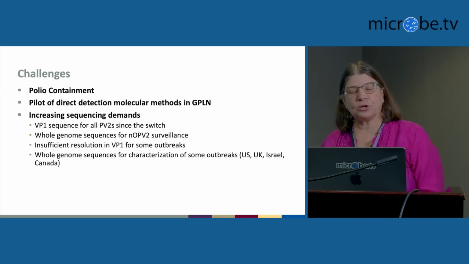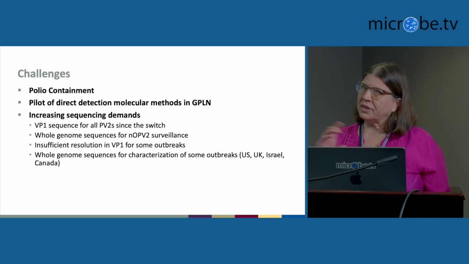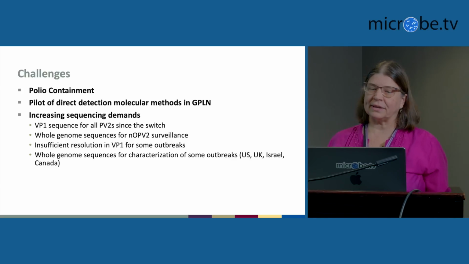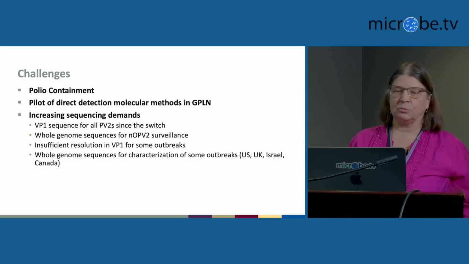And that has been necessary for characterization of some outbreaks, such as the links between the US, the United Kingdom, Israel, and Canada. So initially, they only shared a couple of changes in VP1, and it was hard to link them. But with whole genome sequence, you could see the similarity in the genomes.